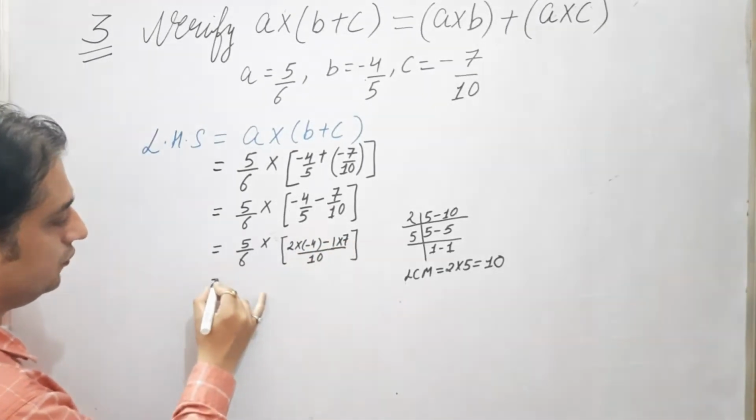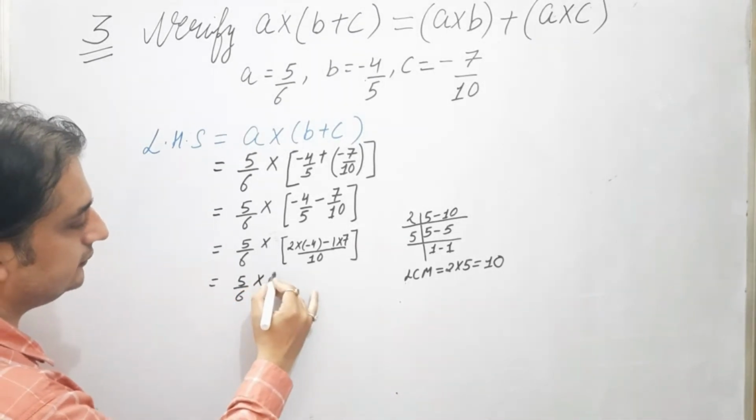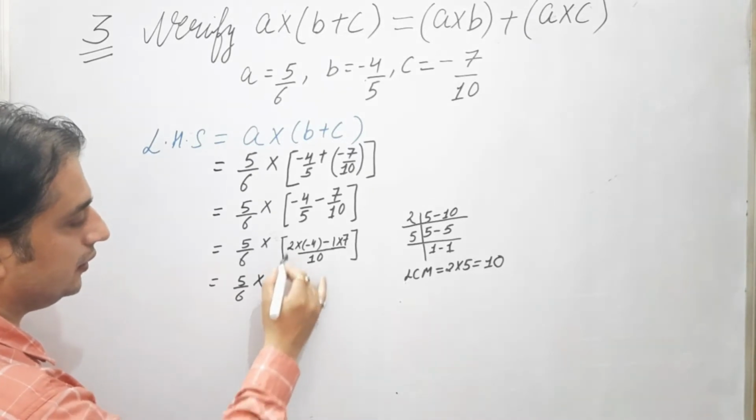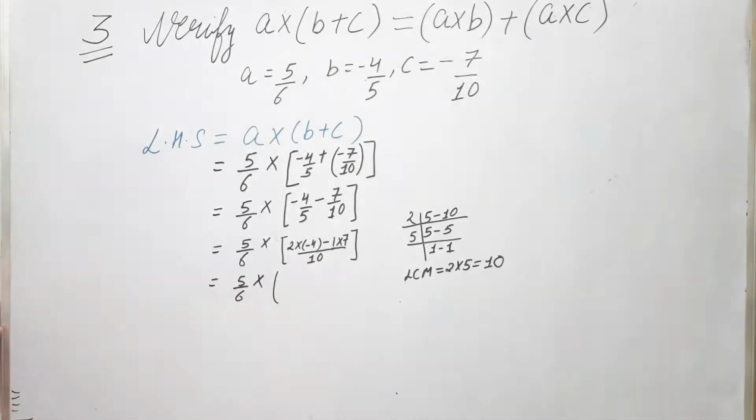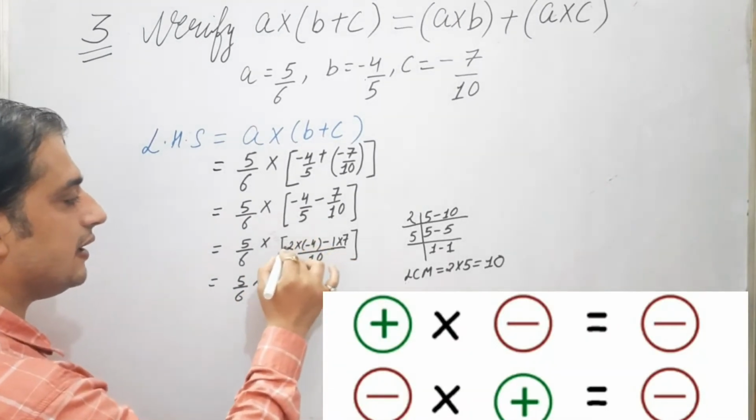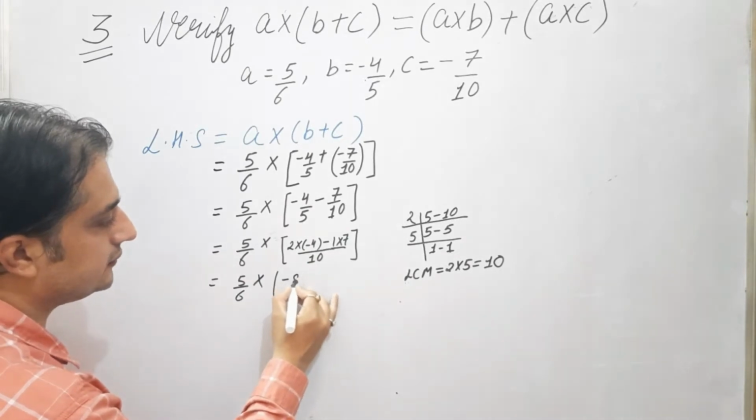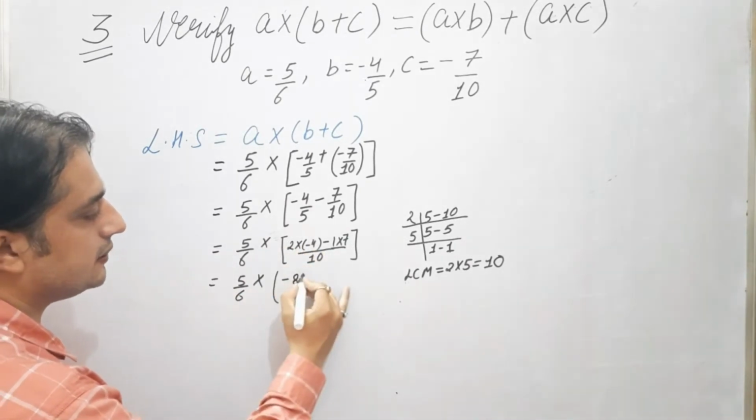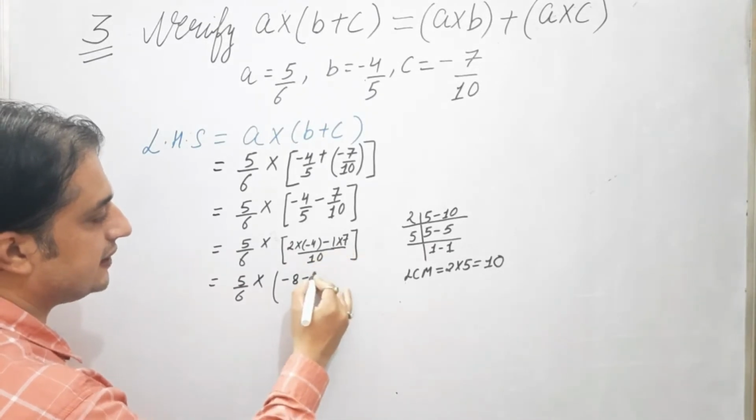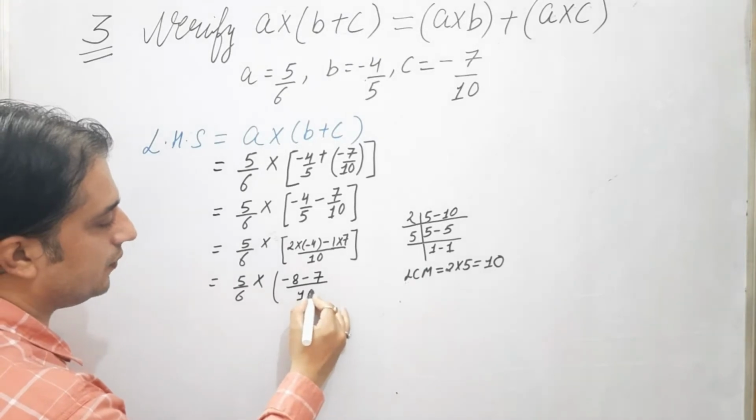Right. So 5 by 6 multiply, or solve the numerator first. Here is 2 multiply minus 4. Product of a positive and a negative number. 2 4s are 8, and plus minus minus. So here is minus 8. Plus minus minus. Minus 1 multiply 7, that is 7. Denominator is 10. The denominator is 10.